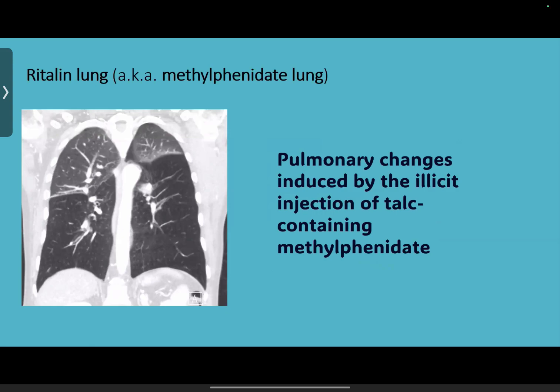So this is something, I don't know if here in the United States, unfortunately, we have a lot of people who take drugs, and this was via injection of talc-containing methylphenidate, called Ritalin drug. So I guess they use talc to sort of mix the Ritalin, and then they inject this. I've never seen a case like this. We do sometimes see people who inhale different drugs, but this is something maybe that you should be aware of.